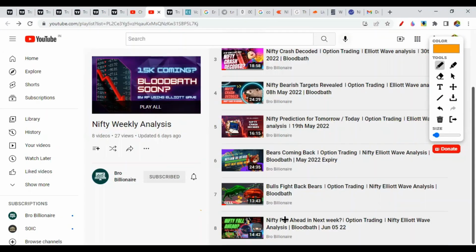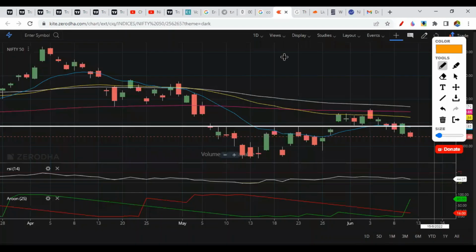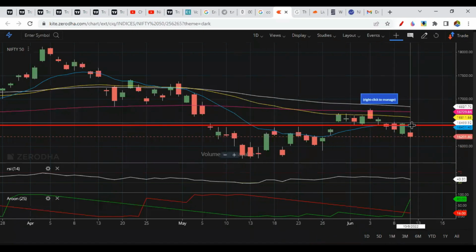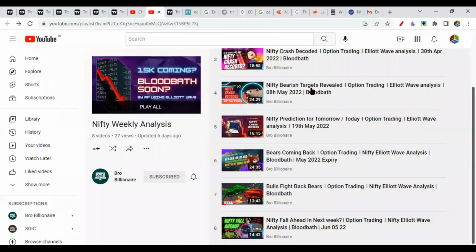Last week we had discussed in this video all these details, that we are going to drop on the downside. The same thing has happened in the Nifty, and we were expecting a gap down opening and a break below 16,400. This was done last Friday, right? This was the candle here which opened gap down and broke 16,400. These things we discussed in this video.